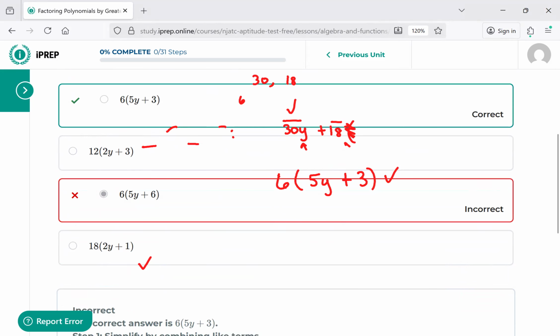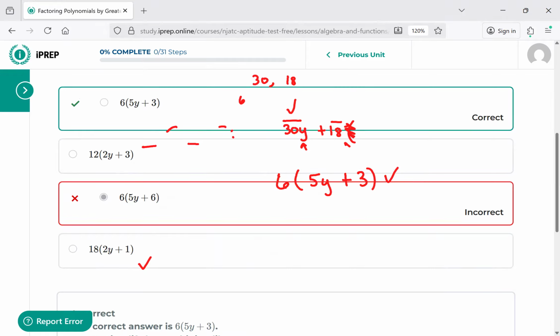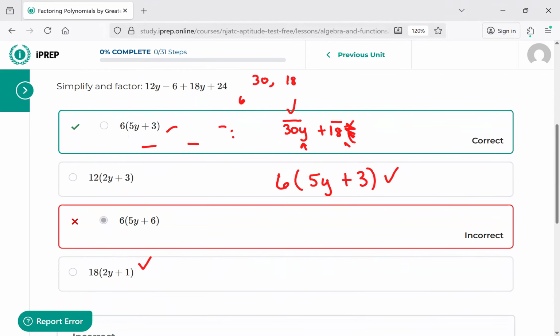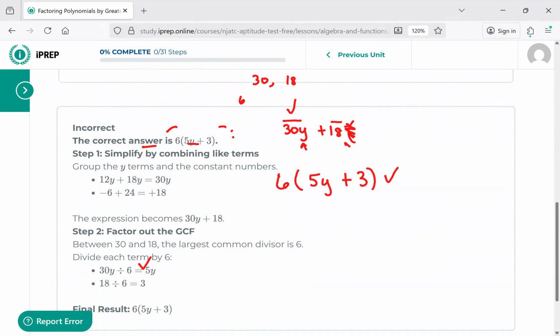I picked the wrong one. I got the right answer, I just picked the wrong one. Sorry. So that is something you need to know when you take the exam. Just make sure you're bubbling in the correct answer, not like me. Okay, so yeah, it is definitely 6 times 5y plus 3.